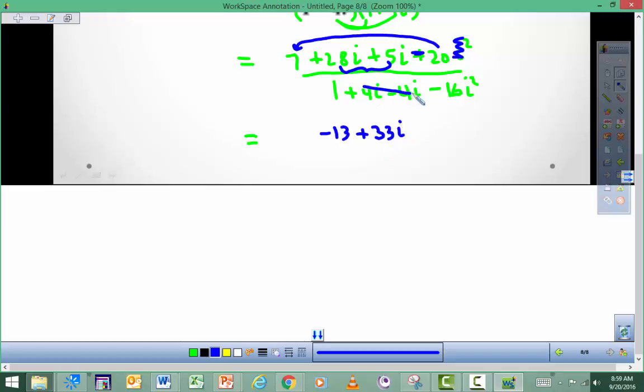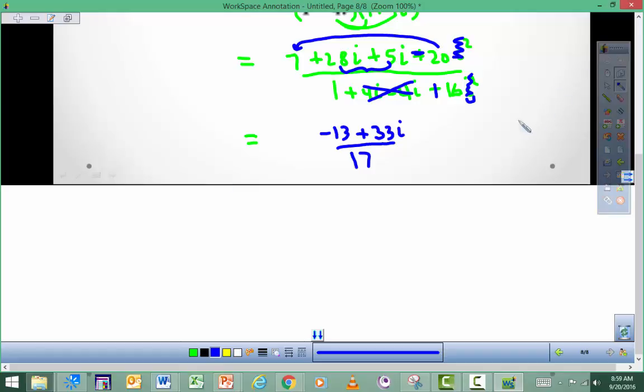Now these i's subtract off, so they're gone. And this is negative 1. So that becomes a positive 16, and then that's gone. And 16 plus 1 is 17. Now a lot of people like to stop here, but this isn't written in standard form.